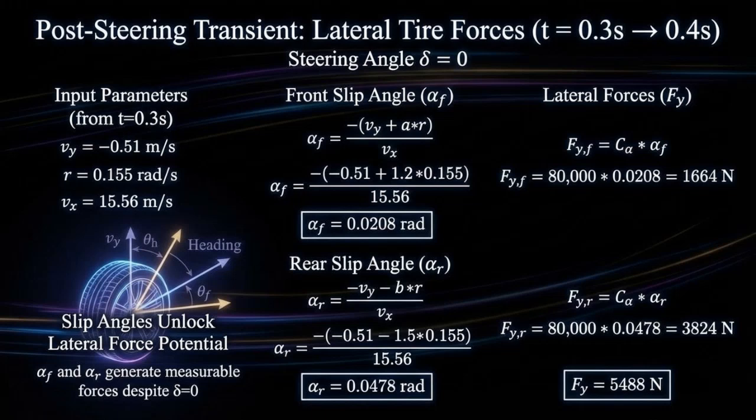Even when the steering angle is 0, the vehicle can still experience tire slip. This happens because there is a sideways velocity called Vy and a yaw rate, which means the vehicle is rotating slightly. The front slip angle, called alpha f, and the rear slip angle, called alpha r, are calculated using kinematic ratios. In words, this means the slip angles come from the ratio of sideways motion and rotational motion to the forward speed of the vehicle. For this case, the front slip angle is 0.0208 radians, and the rear slip angle is 0.0478 radians. Even though these angles are small, they are important. They allow the tires to generate lateral forces, which continue to gently push and guide the vehicle sideways.